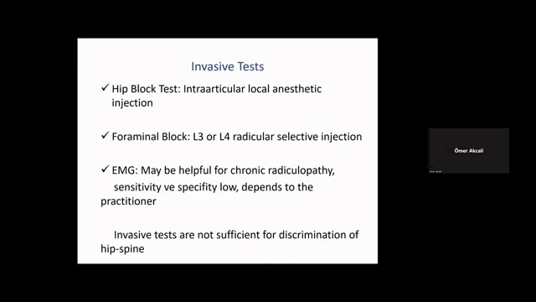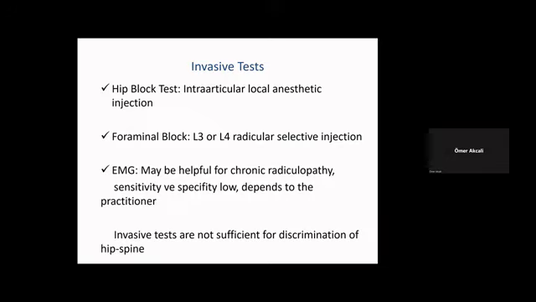Invasive tests have a very limited value in differential diagnosis. Intraarticular injection for the hip joint is not a widely preferred method because the hip is located very deep. It's technically demanding, and intraarticular injection carries additional infection risk for future hip operations such as arthroplasty.